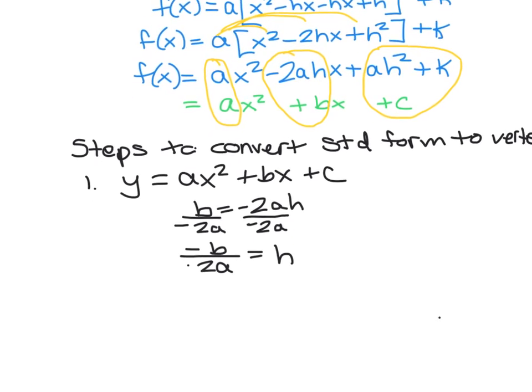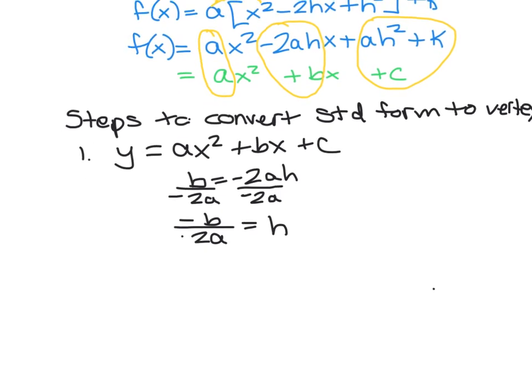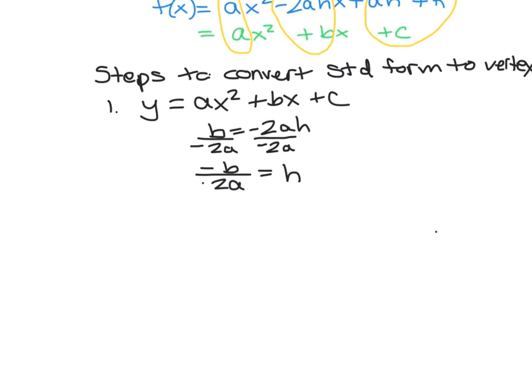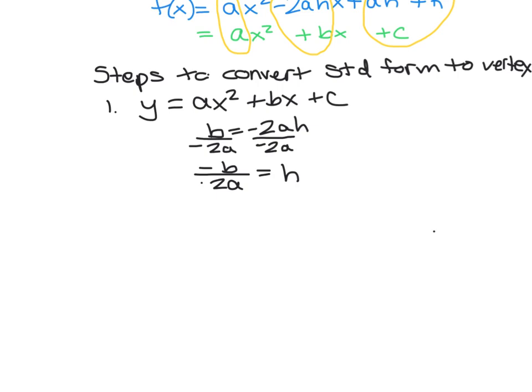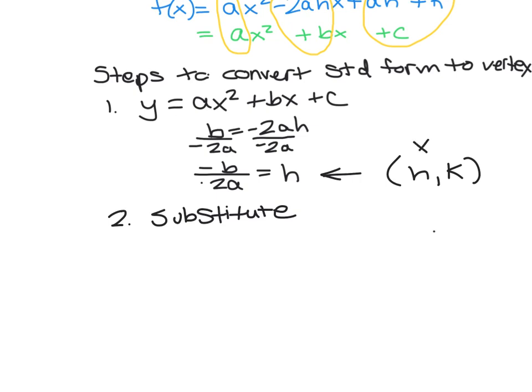Now we could use this other relationship up here to get the y-coordinate. If we wanted to solve for k, we could use this, but it's kind of messy. What's easier to do to solve for k is just substitute. So I'm going to say step 2, we're going to substitute this h here. Remember, h is our x-coordinate. Okay, let me just write that. So remember, when we're solving for our vertex, that's x.